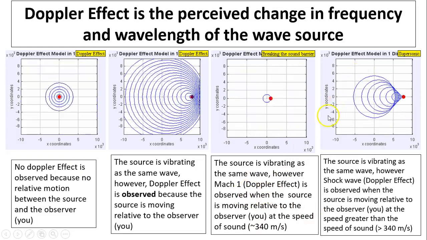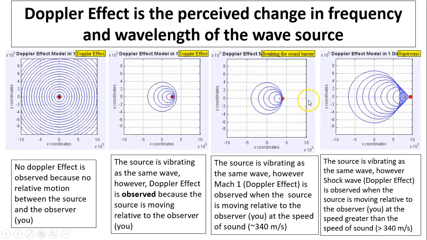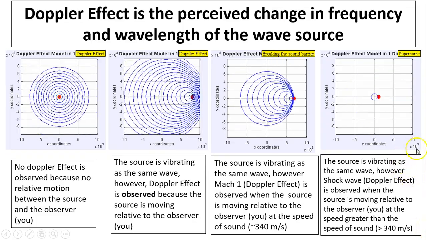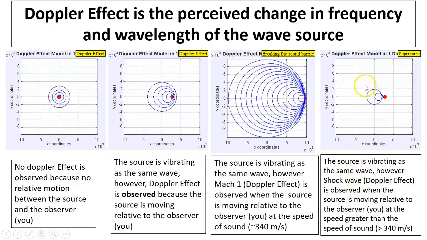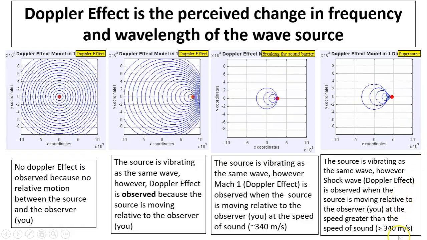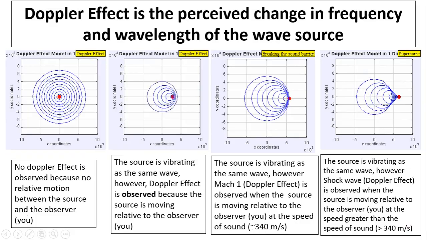Mach 1, that's a Doppler effect when the source of the wave is traveling at the speed of sound. What happens when the source is traveling faster than the speed of sound? The wave being produced is called a shock wave. The result of a shock wave is called a sonic boom. You will hear a loud sound.